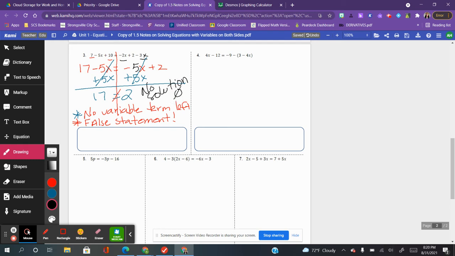Or a 0 with a line through it. And this no solution occurs when you have the same coefficients on your variables after simplifying by combining like terms, but different constants.